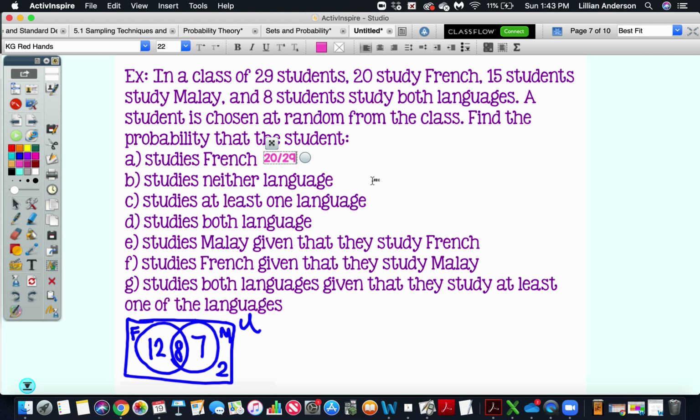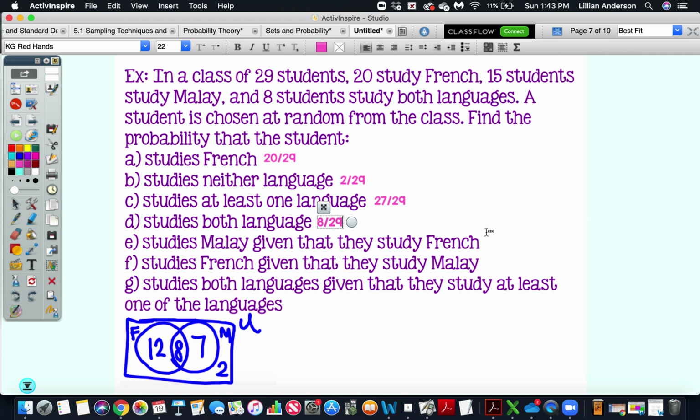What about studies neither language? Again, we've got the Venn diagram right there, and we can see that the ones that study neither language, that's 2 out of 29. Studies at least one language. Tricky wording, at least. That means that they can study one language or more. So in this case, it's either 1 language or 2 languages. So that's going to be a total of 27 over 29 because there's the 12 that study just French, the 7 that study just Malay, and then the 8 that study both. That is at least 1 language. Studies both languages, as we can see, that's going to be 8 over 29. Having the Venn diagram is very helpful.